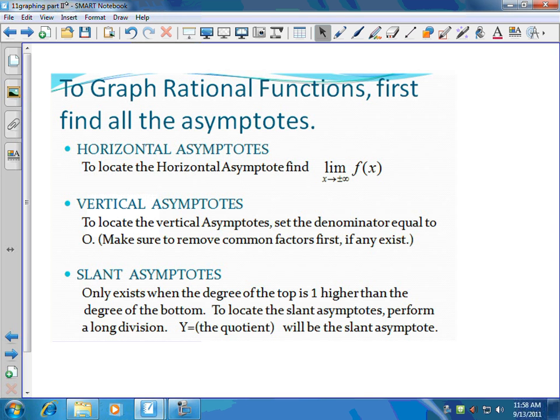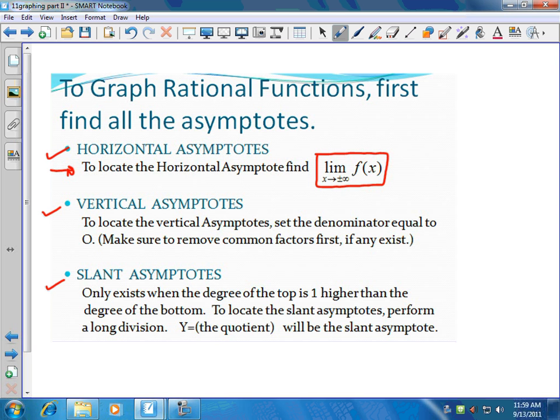Okay, the next and the major topic of today's lesson is graphing rational functions. And here's how we're going to do it. First step, we will find all the asymptotes for the rational function. You might have horizontal asymptotes or vertical asymptotes or slant asymptotes. How do we find them? To find the horizontal asymptotes, we need to find the limit of the function as x goes to plus or minus infinity. This is where those shortcut rules we've learned in the topic of limits way back at the beginning of the semester will be very handy.